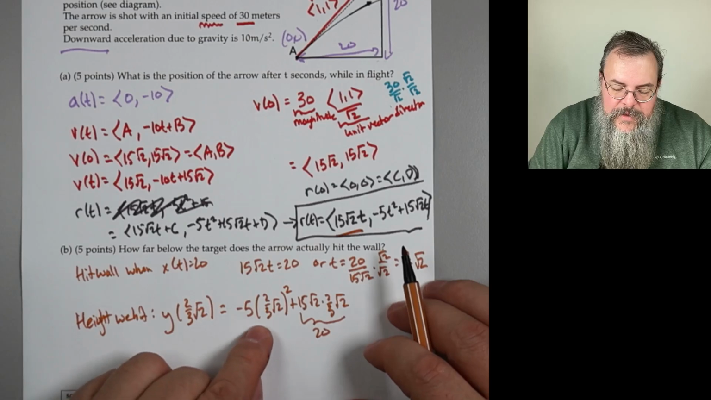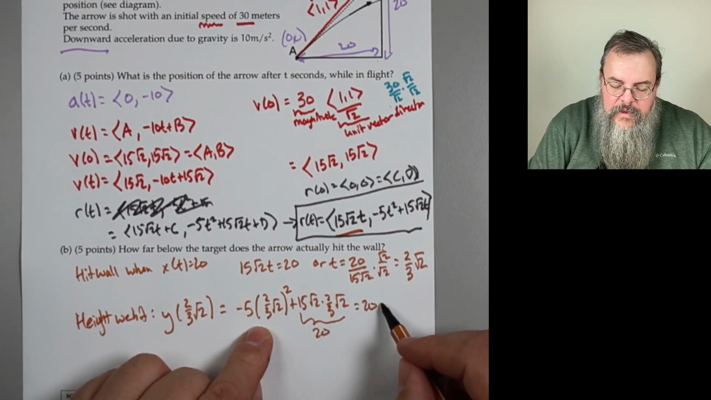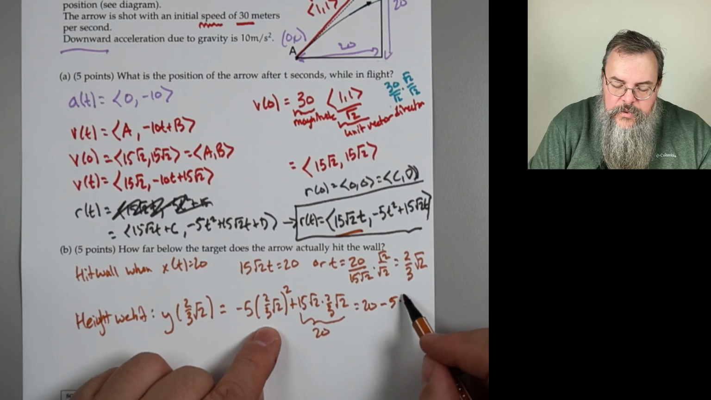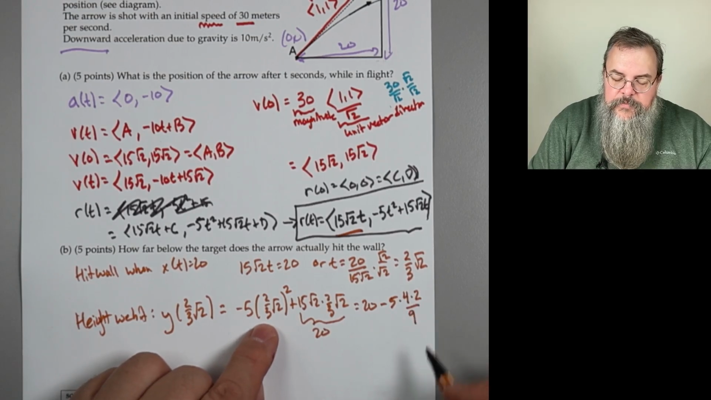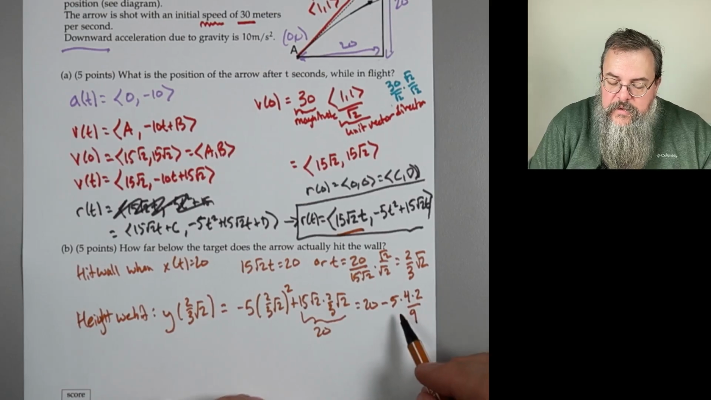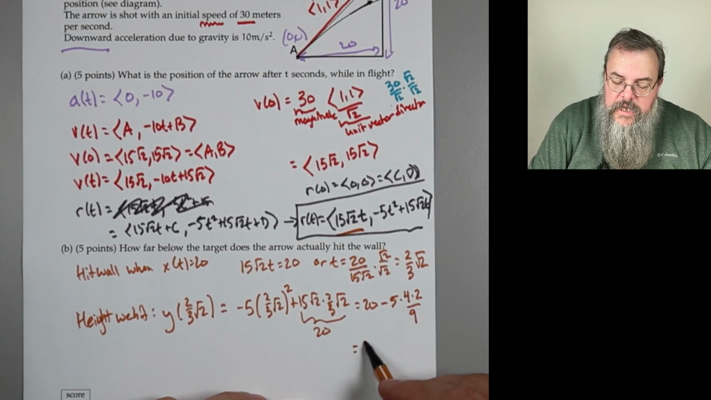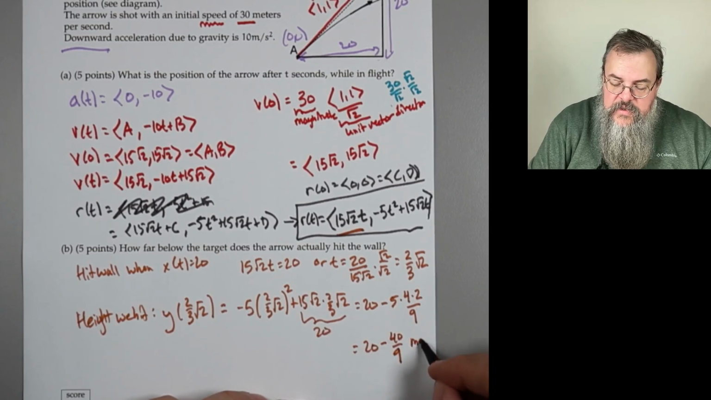And then we have minus 5. And let's be careful here. We're going to have 2 squared is 4. Square root of 2 squared is 2. And then 3 squared is 9. Okay, so that's 5 times 4 times 2. That's 40 divided by 9. So it's 20 minus 40 ninths meters.